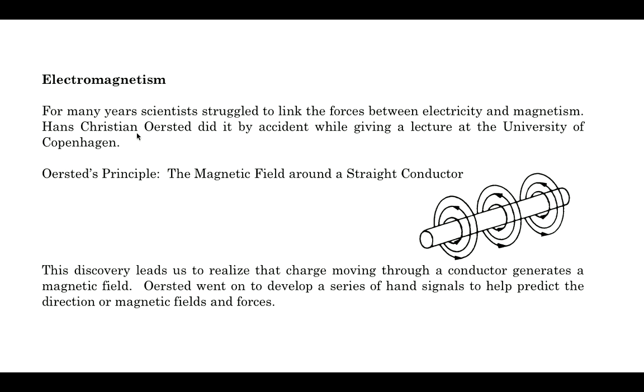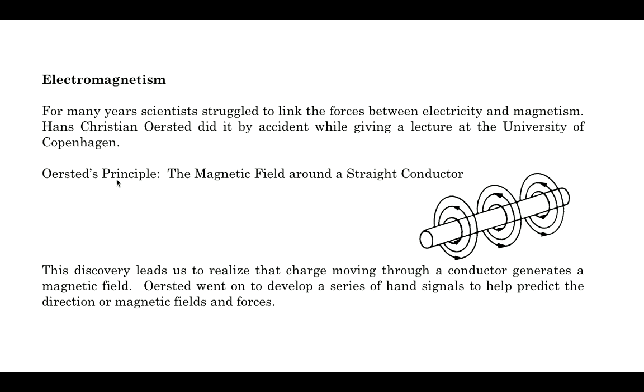So let's talk, you know, that's kind of the basics of magnetism, and it's out of the way. Now let's talk about the interesting stuff, which is electromagnetism. For many years, scientists really worked on the link between electricity and magnetism, and they are very related. But this guy named Hans Christian Ørsted was giving a lecture at the University of Copenhagen, and he discovered a link between electricity and magnetism kind of by accident.